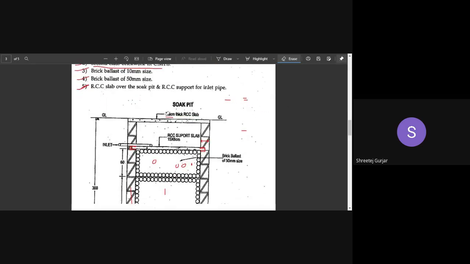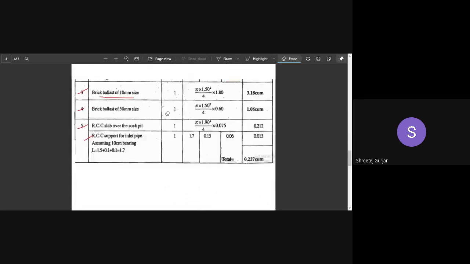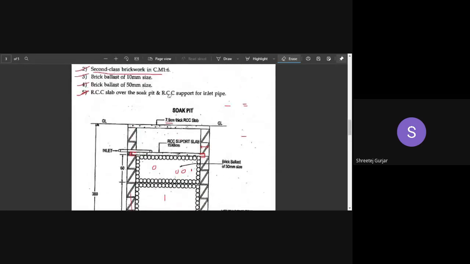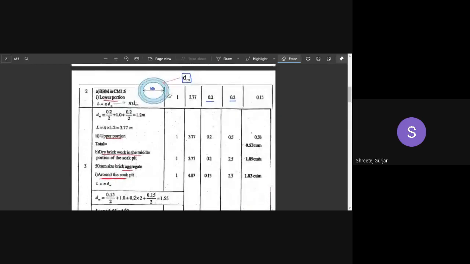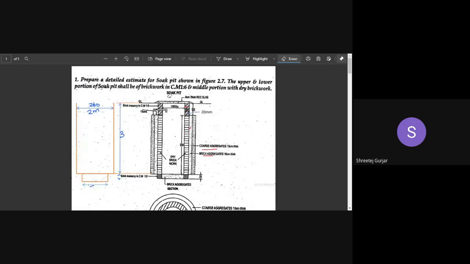So with this, moving on. I think we are done with the soak pit. And if you need a break, let me know. After a break, we can continue with your manhole problems, manhole estimation.